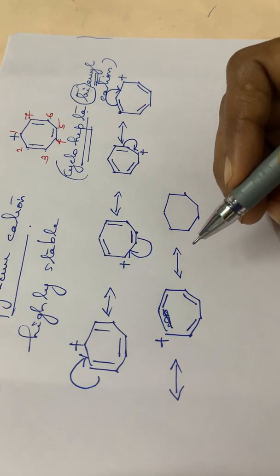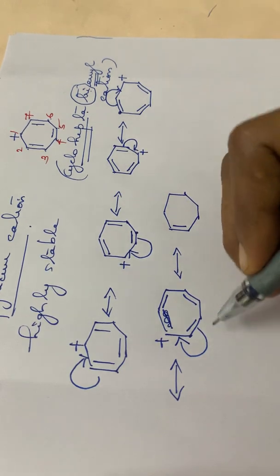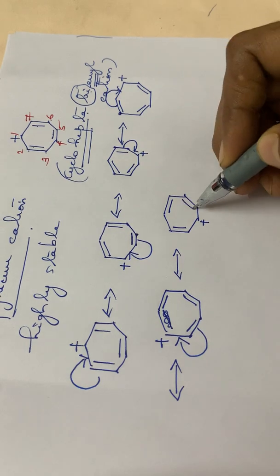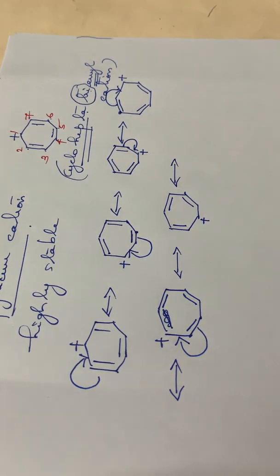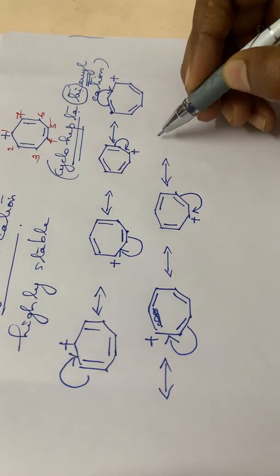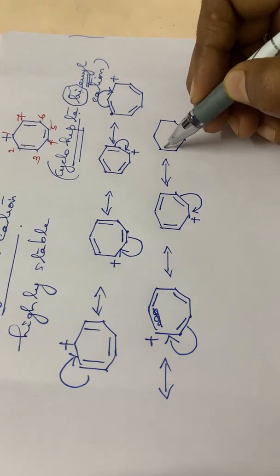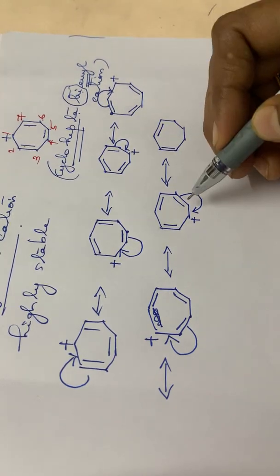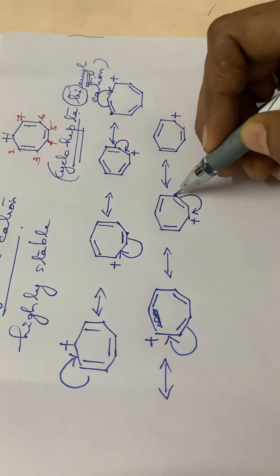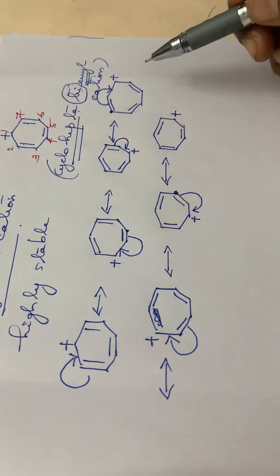What is the next structure? This pi electron will be shifting to this position, a double bond. So this carbon will have a positive charge, a double bond here, a double bond here. Then again, what is the next structure? This pi electron will be shifting to this position. So a double bond here, a double bond here. So this becomes a double bond, and again this carbon will get a positive charge. Okay, positive charge. So these are the different resonating structures.